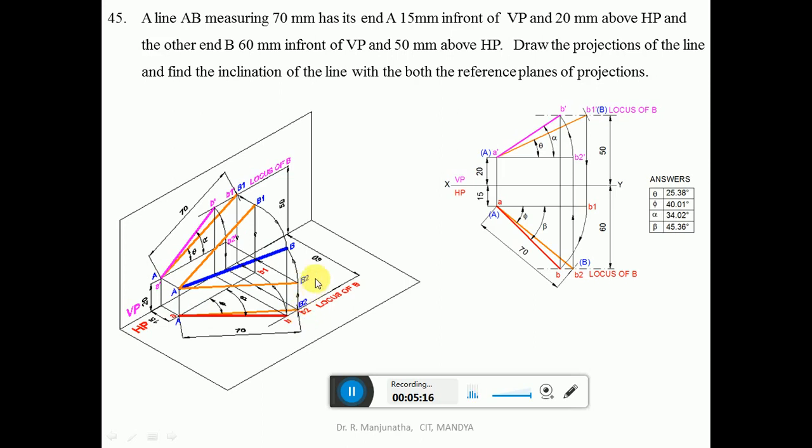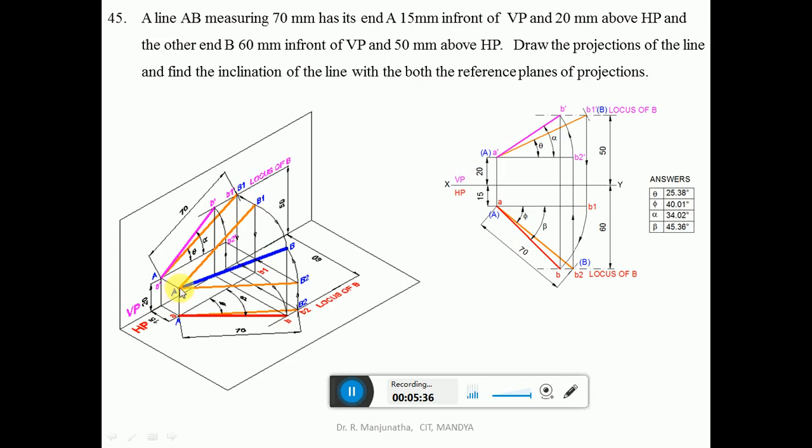So we have all the true lengths. Now we need to find out the apparent length in the front view and apparent length in the top view. So we know the locus of B in the top view, so obviously we know the front view true length also.